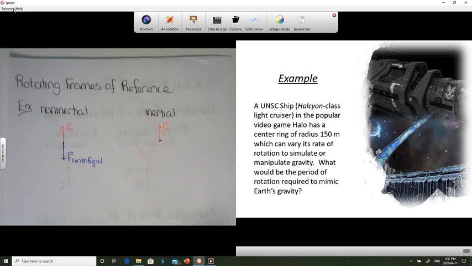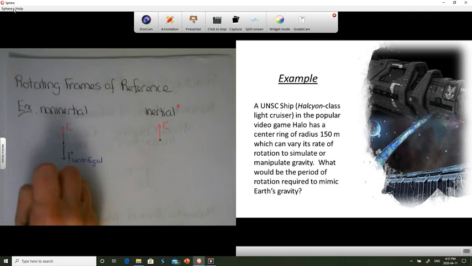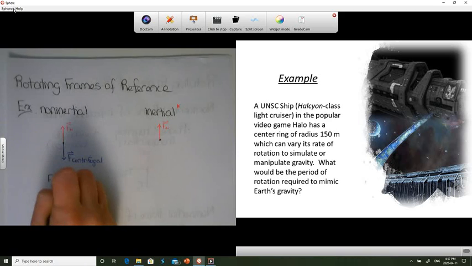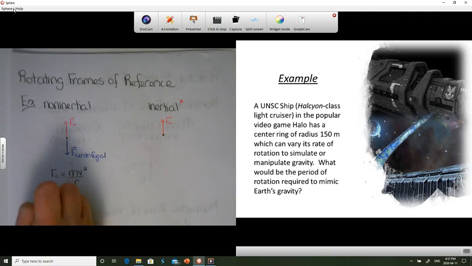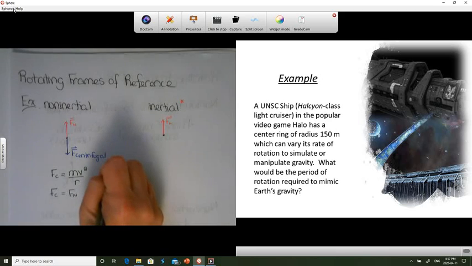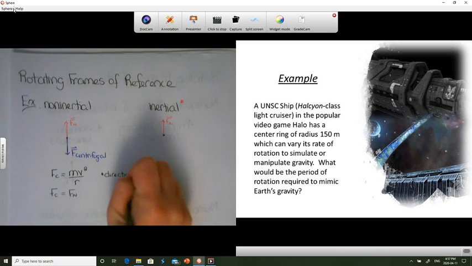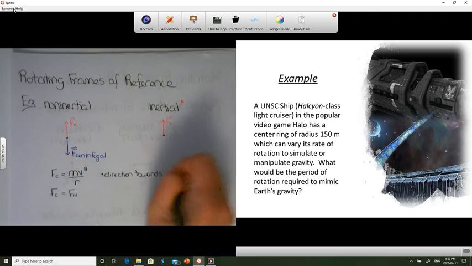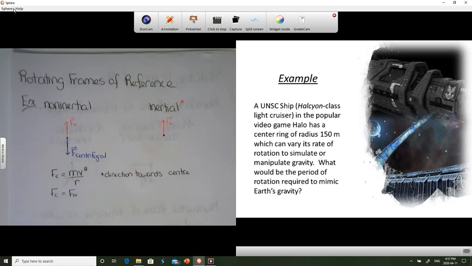So to analyze this, we're going to work with our inertial frame of reference. And we're going to see that because the spaceship is actually rotating, the centripetal force, which is equal to mv squared over r, and that's from Newton's second law, is also going to be equal to that normal force. And these are all just the magnitudes that I'm working with, so it's understood that the direction will be towards the center. So that's what we're looking at here.